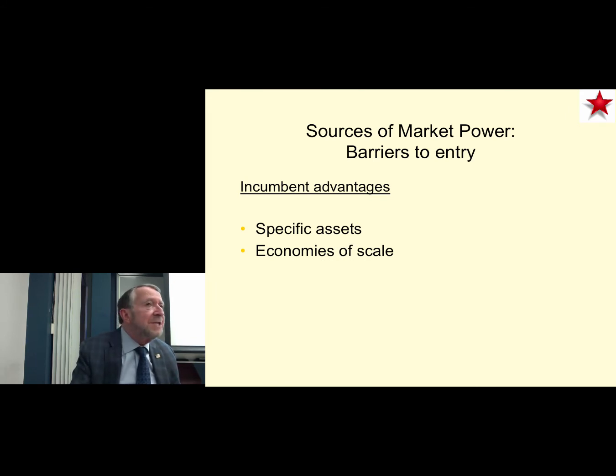The second is existing firms may have large economies of scale in production. And remember, economy of scale is, as I increase the rate of production, average cost is falling. Economy of scale, and then the minimum, and then diseconomy of scale on the other side.